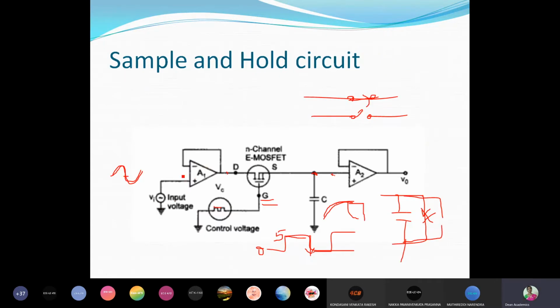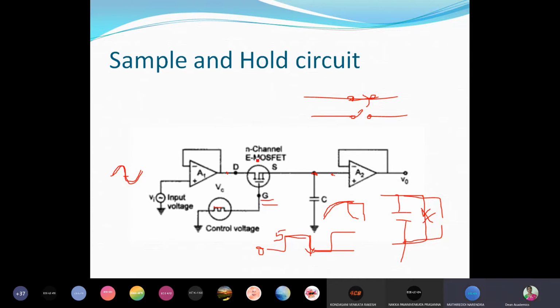See, the input voltage is applied here, the same input reaches this point, and here depending on the gate voltage or control voltage, the switch will be in on condition or in off condition. So if the switch is in on condition, the input voltage that is coming from here will reach this point, and the capacitor charges to that input voltage, right? Up to that, is it clear? Are you connected in the class?